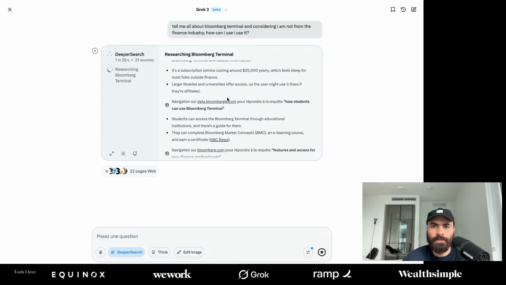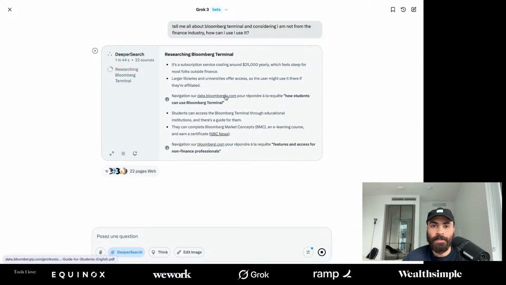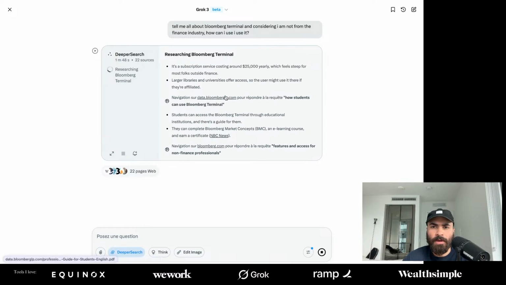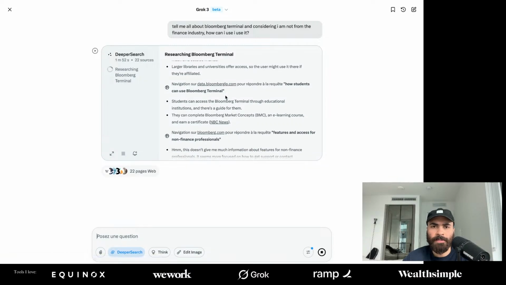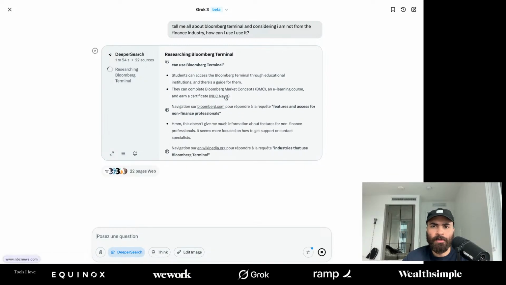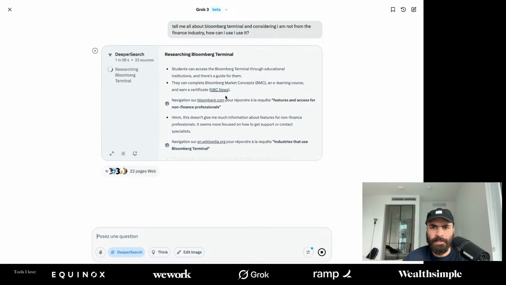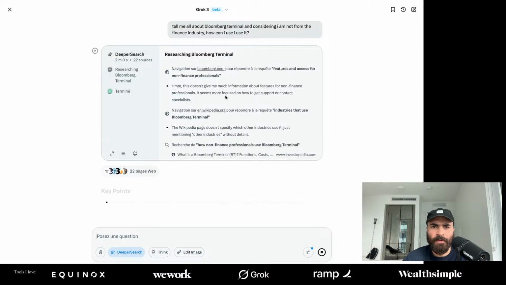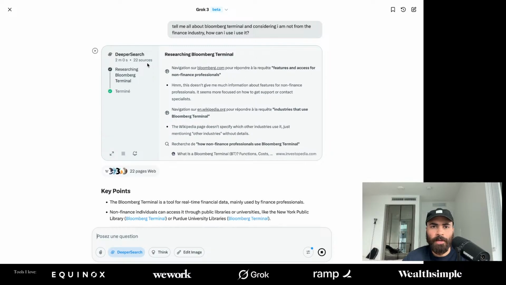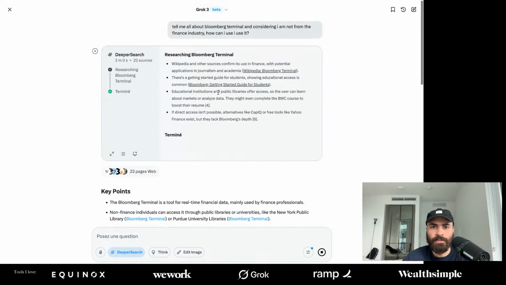Subscription service costing around $25,000 yearly, which feels cheap for most folks outside finance. Larger libraries and universities offer access, so the user might use it there if they're affiliated. Okay, makes sense. Students can access the Bloomberg Terminal through educational institutions, and there's a guide for them. They can complete Bloomberg Market Concepts, an e-learning course, and earn a certificate. Okay, nice. All right, so we took Grok deeper research, took 2 minutes to do this entire research.